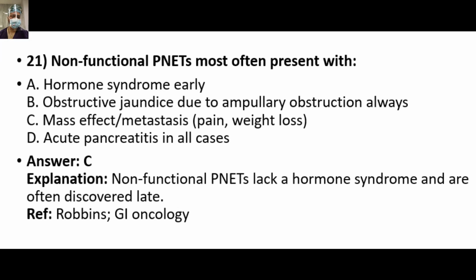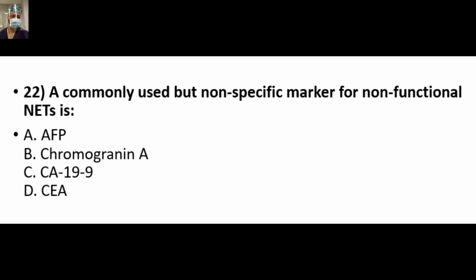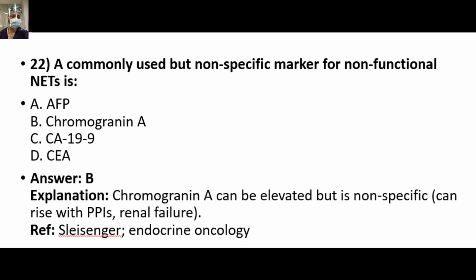Next question: non-functional PNETs most commonly present with, so answer is C. Non-functional PNETs lack a hormonal syndrome and are usually discovered very late with mets. A commonly used but non-specific marker for a non-functional NET is, B. Chromogranin A can be elevated but it is non-specific, can rise with PPI and renal failure.